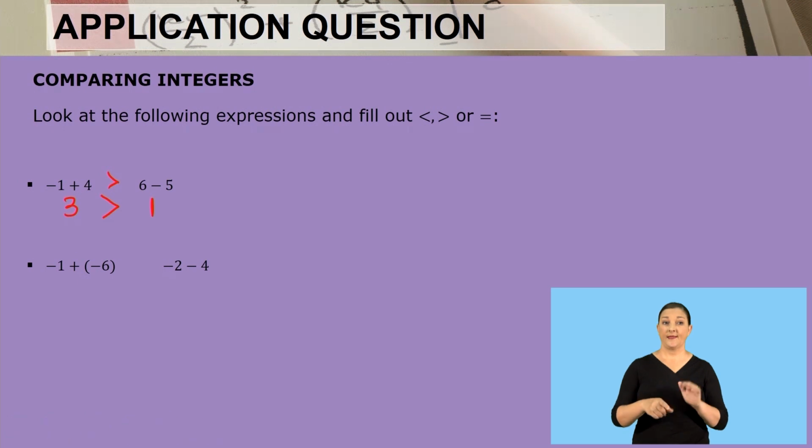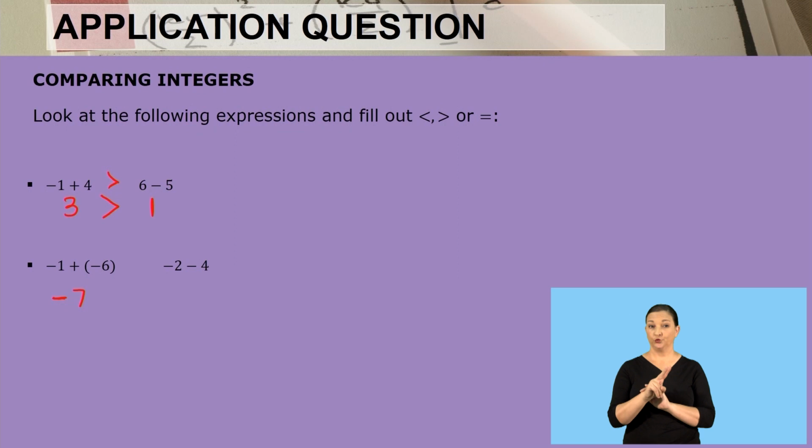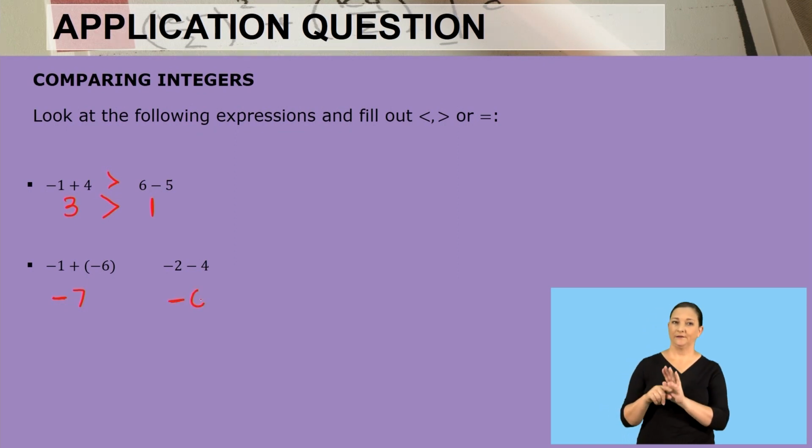Then we have -1 plus -6. And we are comparing that to -2 minus 4. So we are adding two negative numbers, so we know that the answer there is going to be negative. So that is going to be -7. And we are comparing that with -2 minus 4, which we know the answer is going to be -6.